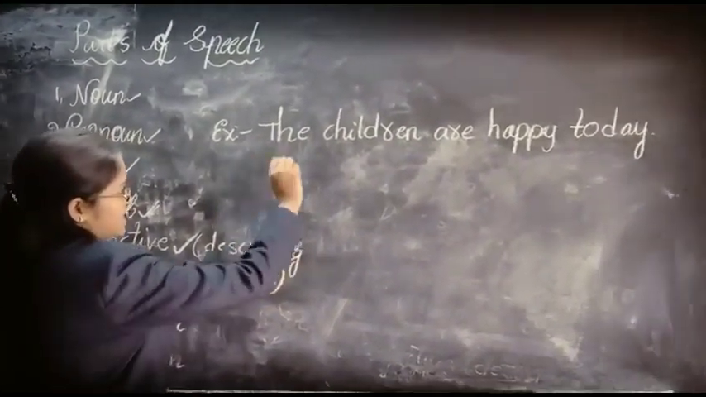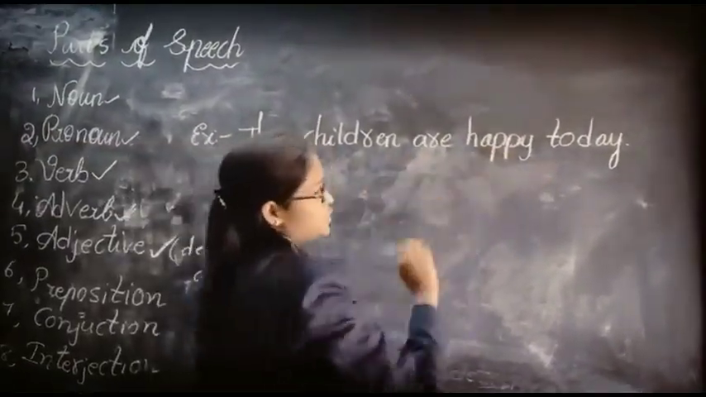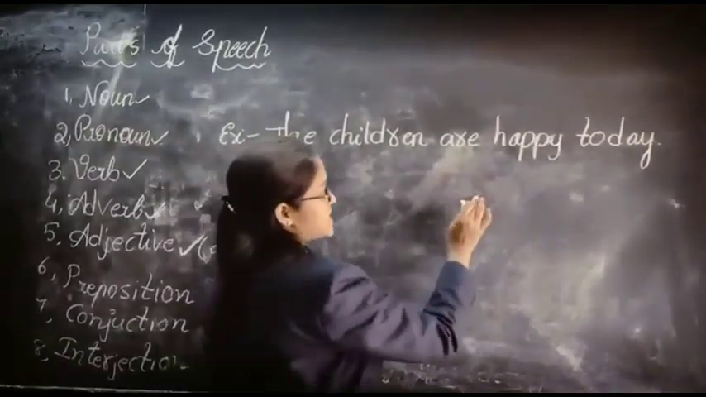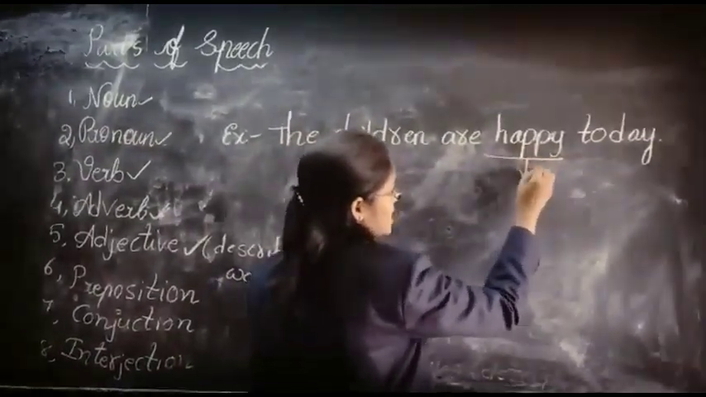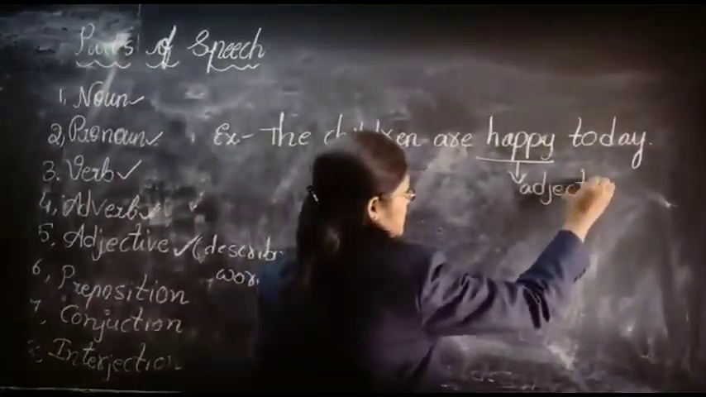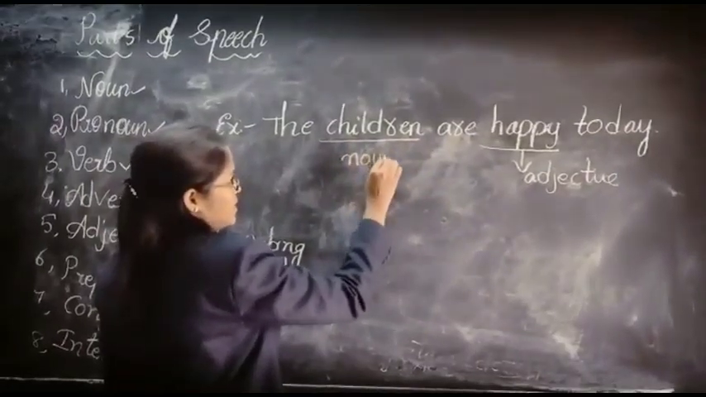So here is one example I have written. The children are happy today. In this sentence, which is the adjective? Happy is the adjective. And which is the noun? Children is the noun.